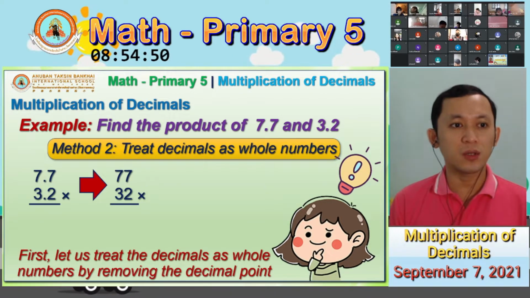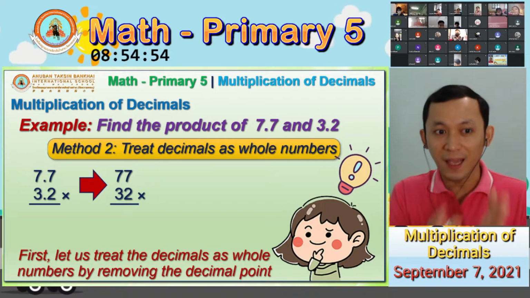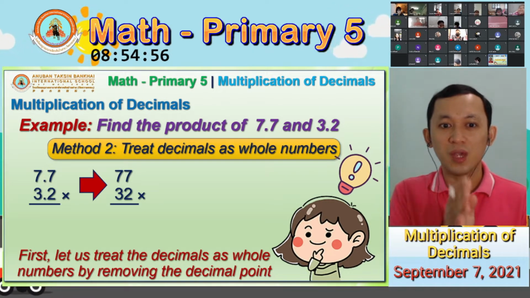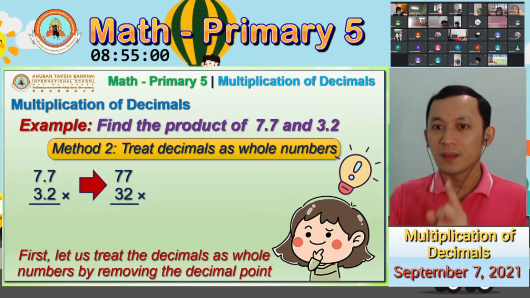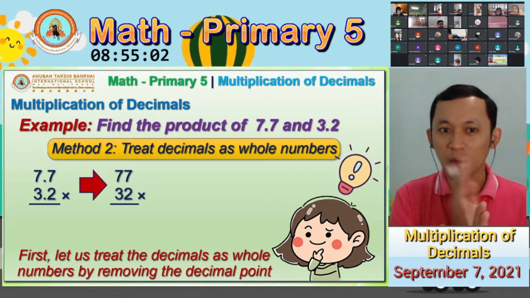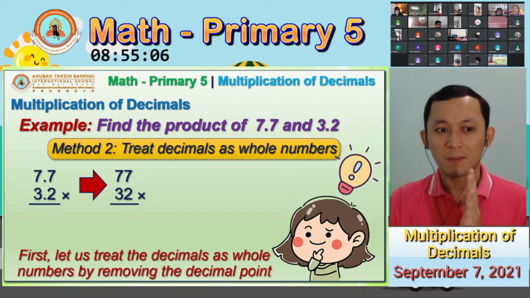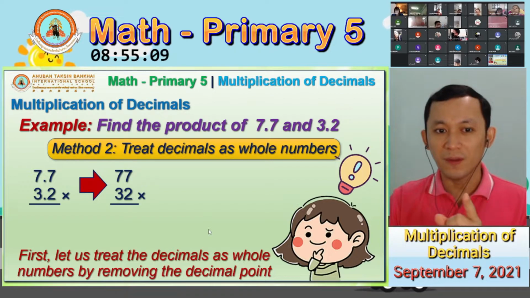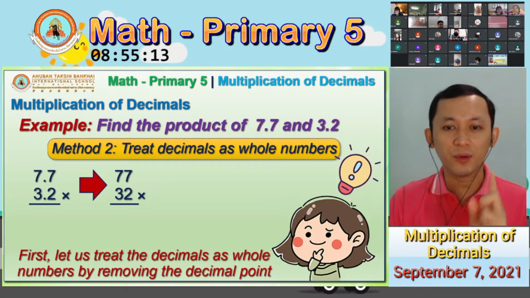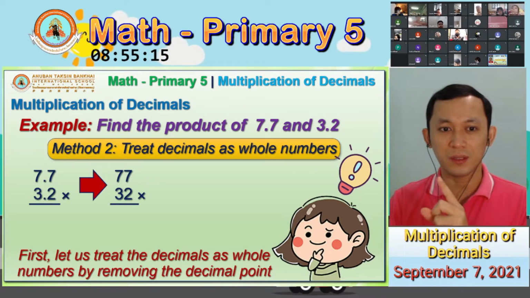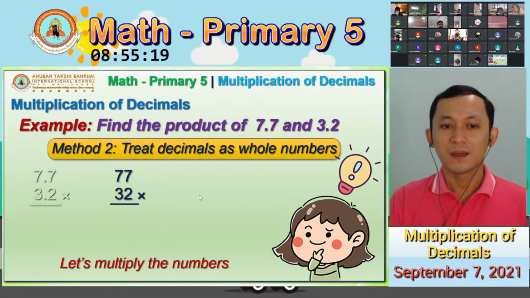77.32. Where is our decimal point? We are going to change our decimals to a whole number. Let's just ignore the decimal point first. So 7.7 became 77, and 3.2 becomes 32. Now let's multiply the numbers.